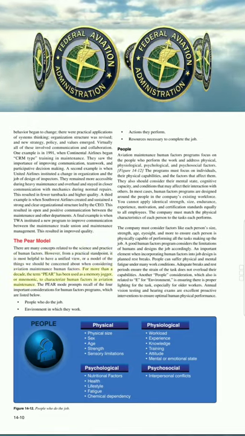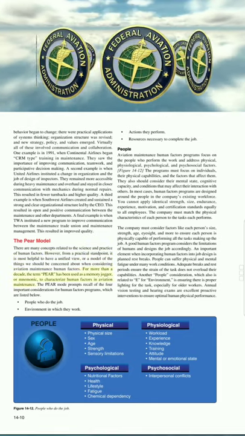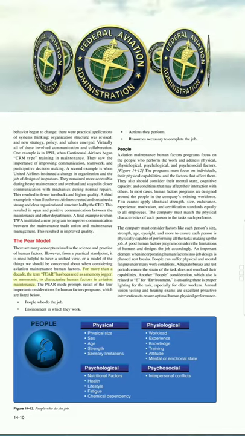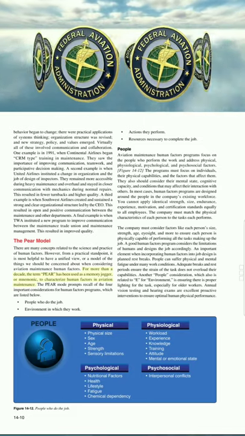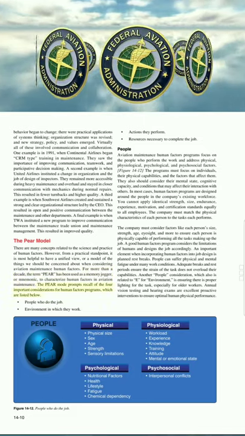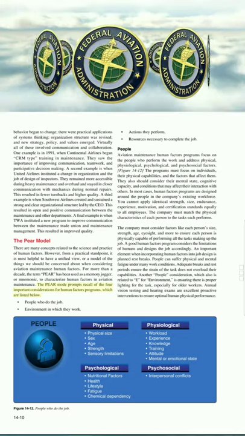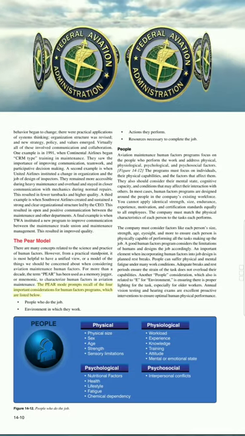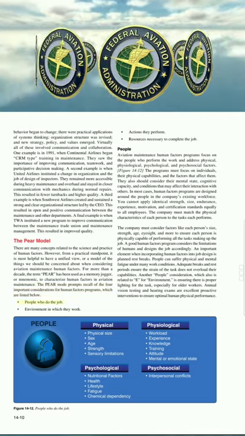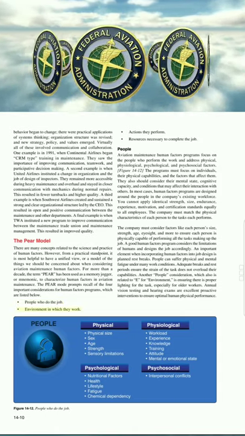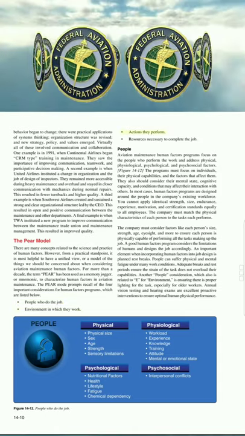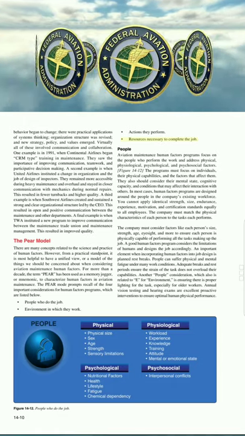For more than a decade, the term PEAR has been used as a memory jogger, or mnemonic, to characterize human factors in aviation maintenance. The PEAR model prompts recall of the four important considerations for human factors programs, which are listed below. People who do the job. Environment in which they work. Actions they perform. Resources necessary to complete the job.